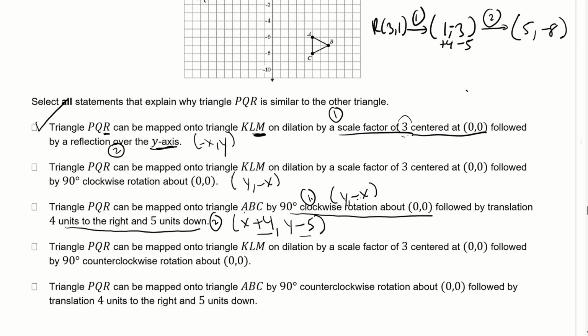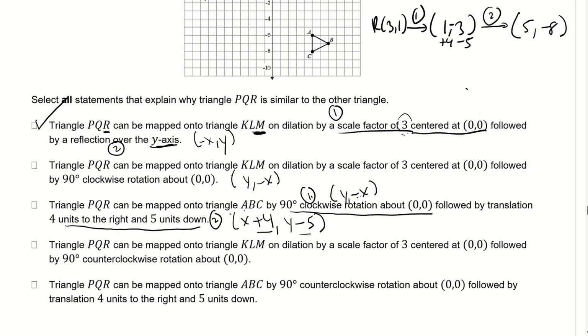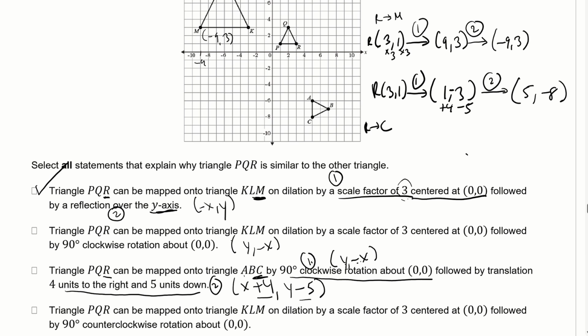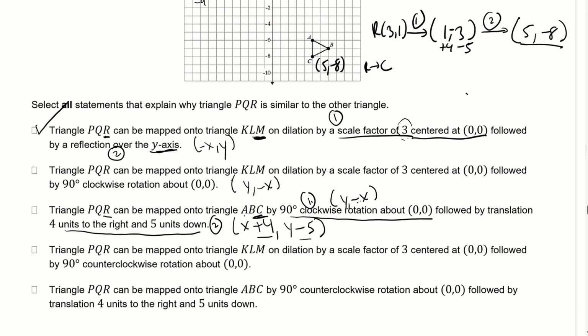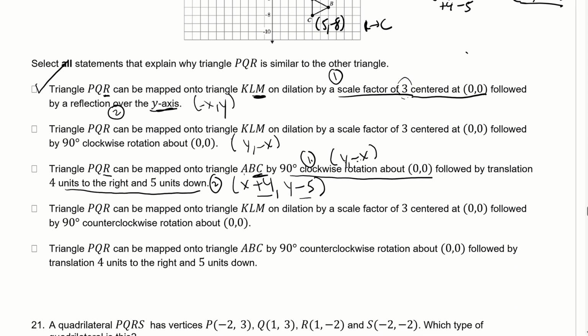Well, let's see. Actually, it says PQR can be mapped onto ABC. So this time R has to go to C. That's what it says, okay? So is that the coordinates of C? Now C is 5, negative 8 based off of this picture. That's what I get. Okay, so that's good. All right, so that looks pretty good. So I would say yes to that one.